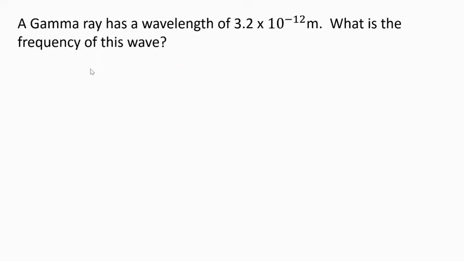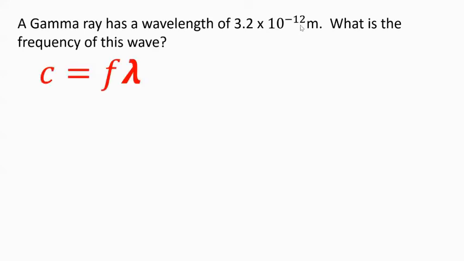Let's look at another example. This time we're going to find the frequency. It gives us the wavelength. The gamma ray has a wavelength of 3.2 times 10 to the negative 12. So that's an extremely small wavelength. With scientific notation, if you have a negative sign on the 10, the bigger that negative number is, the closer the value is to 0. It gets smaller and smaller.